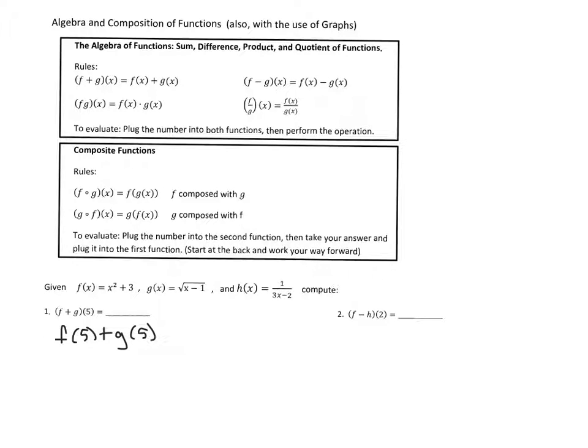First, if we plug 5 into f of x, which is x squared plus 3, we get 5 squared plus 3. 5 squared plus 3 is 25 plus 3, and that gives us 28. When we plug 5 into g, we get the square root of 5 minus 1, which is the square root of 4, and we know that the square root of 4 is 2. Therefore, 28 plus 2 is 30. So f of 5 plus g of 5 equals 30.